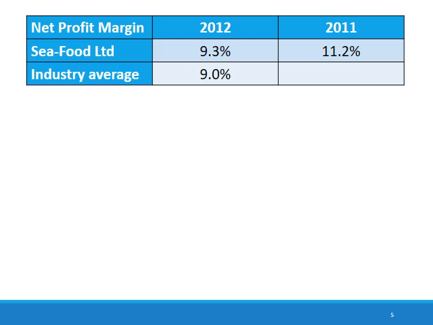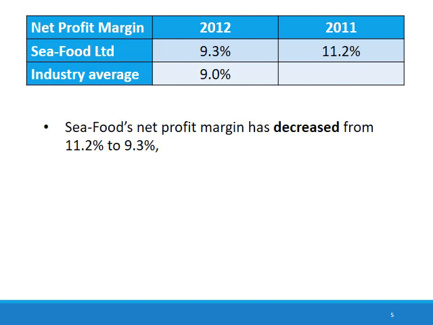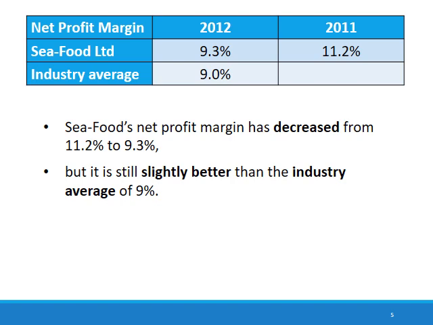Let's look at the figures to do time series analysis and cross-sectional analysis. The seafood net profit margin has decreased from 11.2% to 9.3%, but it is still slightly better than the industry average of 9%.